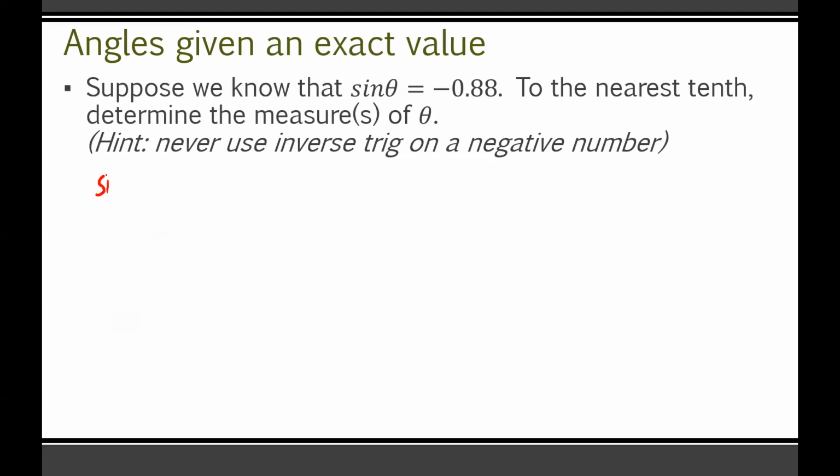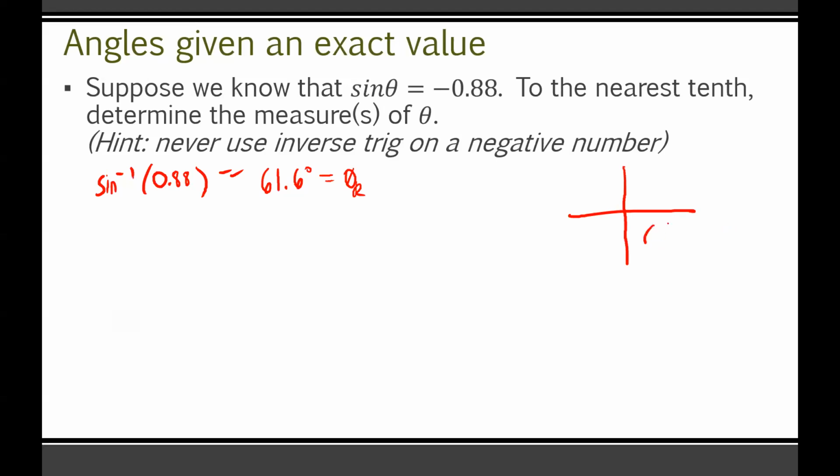So let's try using inverse sine on positive 0.88. If I throw that in my calculator, inverse sine positive 0.88, to the nearest tenth, I get 61.6 degrees. Now, that is just a reference angle, just like what we had before, right? It's just a reference angle. That's just going to serve as a pointer as to where we need to be. Let's use our cast rule, however, to figure out what quadrant or quadrants we possibly are in.